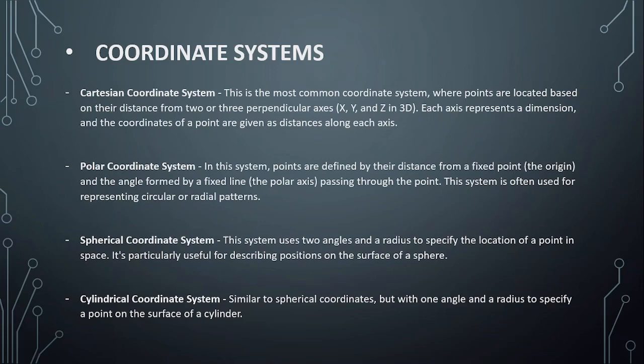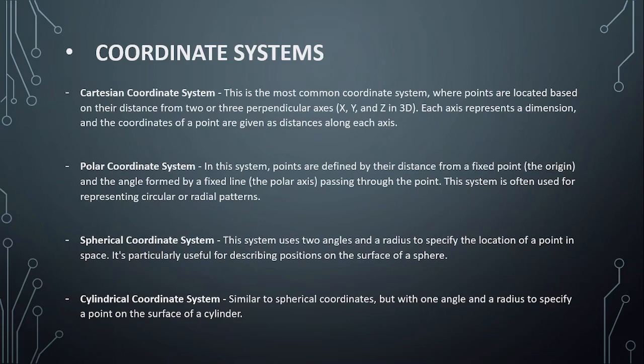So the next one is coordinate systems. Cartesian coordinate system. This is the most common coordinate system, where points are located based on their distance from 2 or 3 perpendicular axes, which is the x, y, and z in 3D. Each axis represents a dimension, and the coordinates of a point are given as distances along each axis.